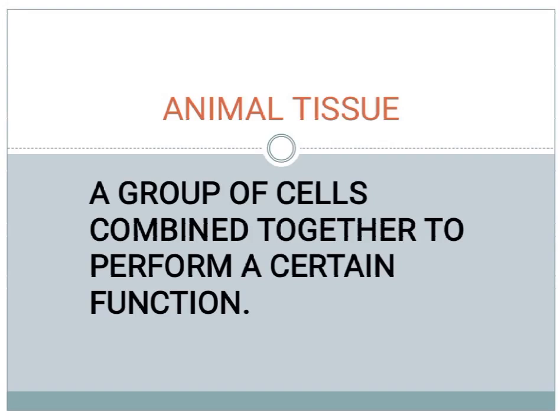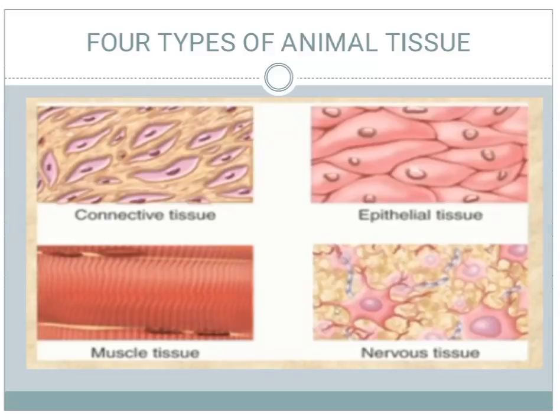Our topic is all about animal tissue. Animal tissue is a group of cells combined together to perform a certain function. So we have four types of animal tissue which are connective tissue, epithelial tissue, muscle tissue, and nervous tissue. Itong apat na uri ng tissue na ito ay ginrupo ng mga scientists according po sa kanilang size, shape, at arrangement, especially yung function nila dapat pare-pareho.